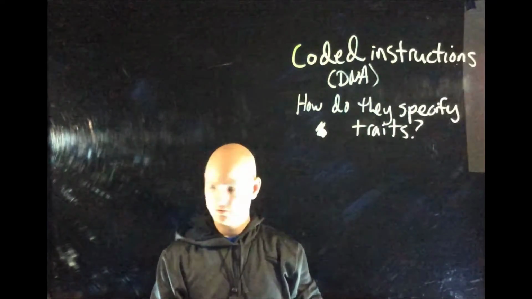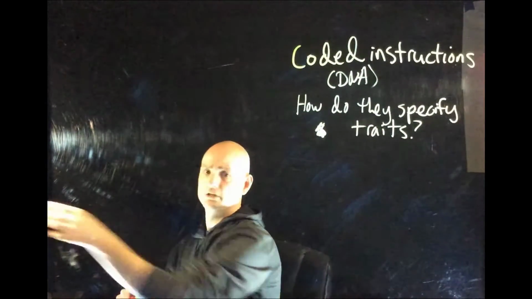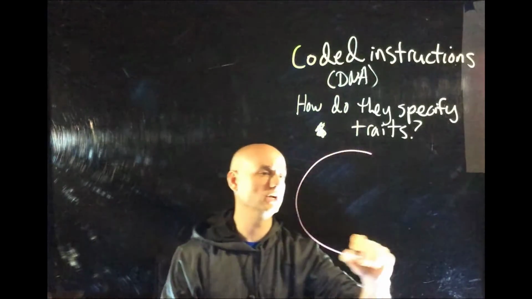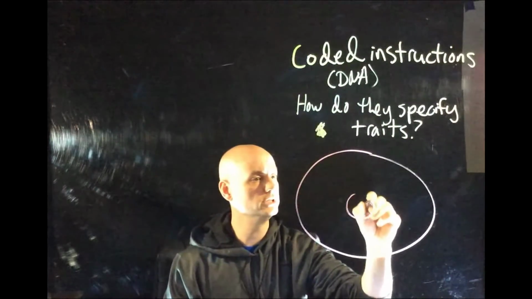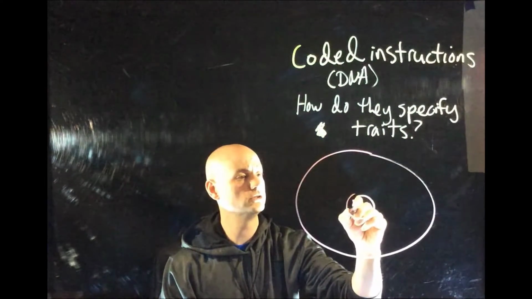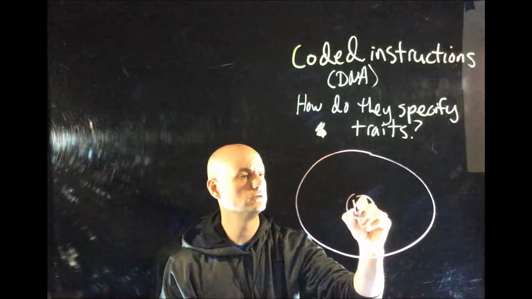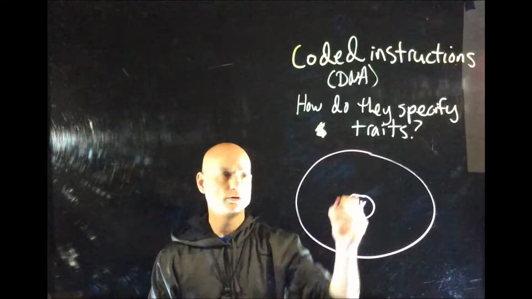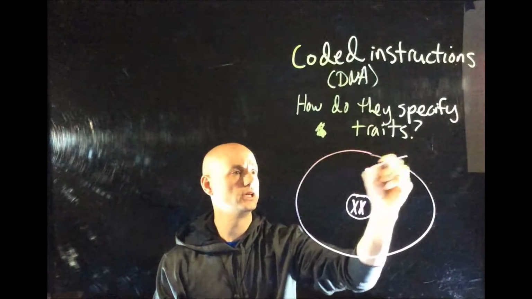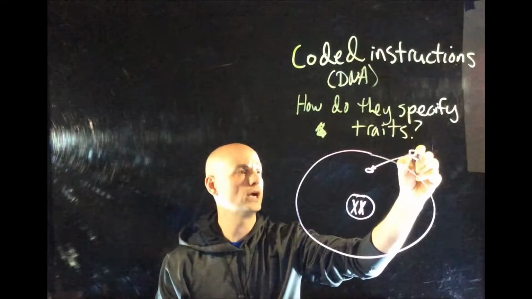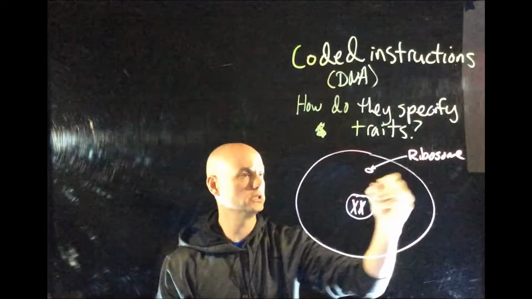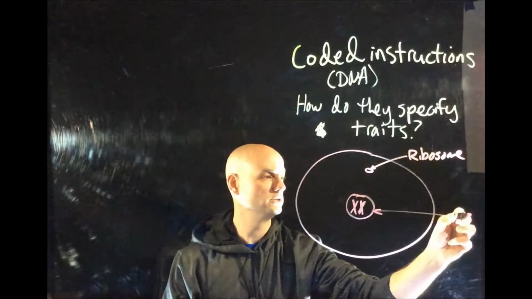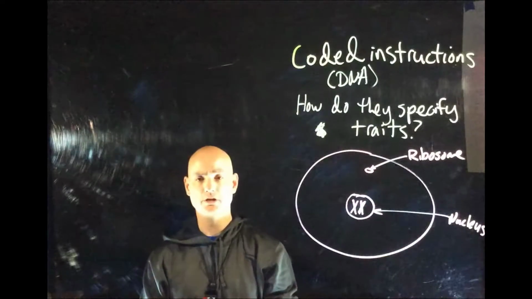Okay. So we know these coded instructions are found in the nucleus, right? So I'm going to draw a cell here, and I've got the nucleus here, and I've got these chromosomes kind of in the middle. That's where the DNA is. Close that circle up. If you remember, the ribosomes are actually outside of the nucleus. And so we have a little bit of a problem here.